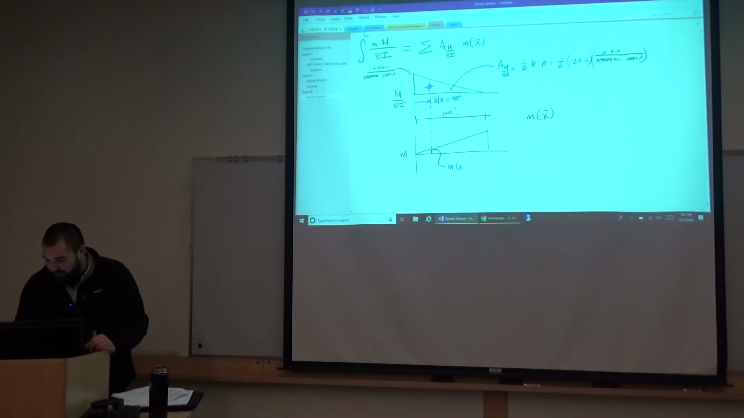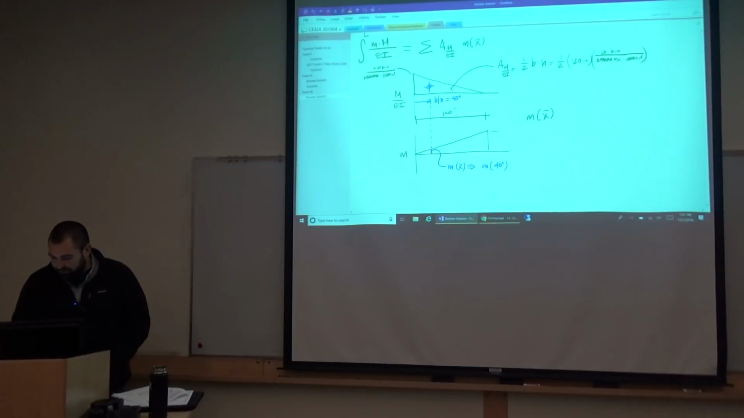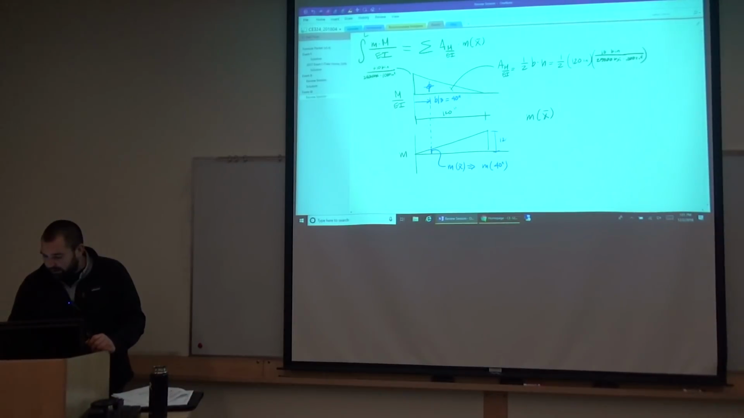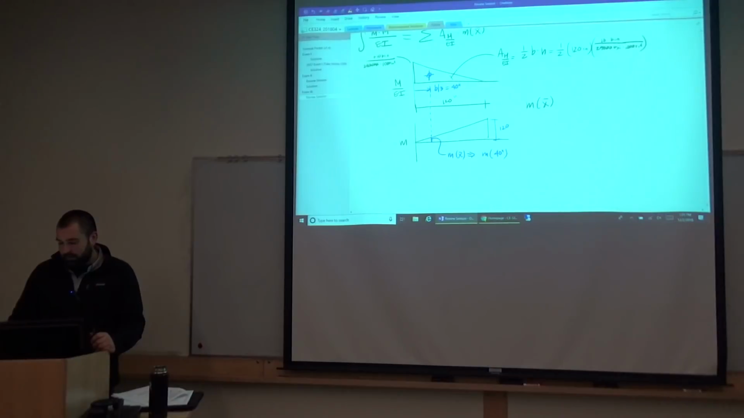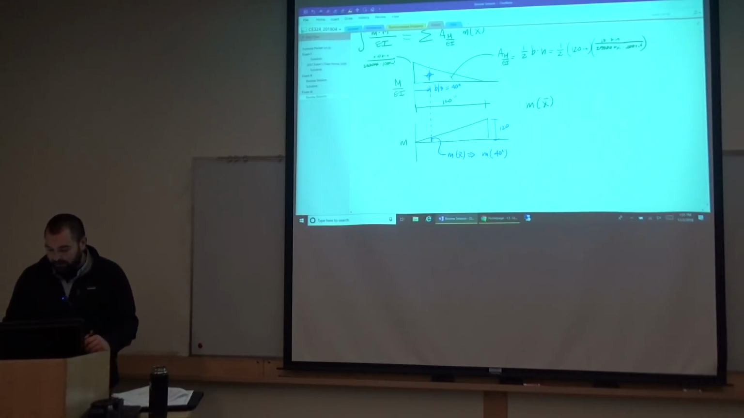And so this is M x bar, it is simply equal to m at x equals 40 inches. And so if this is just a triangle, so let's say the height over here, if we're talking about the virtual moment diagram, this might be, let's say, 120 or something like that. If that's 120, and I want to figure out what the height is right here at 40 across, well, that's just a similar triangle kind of a calculation.